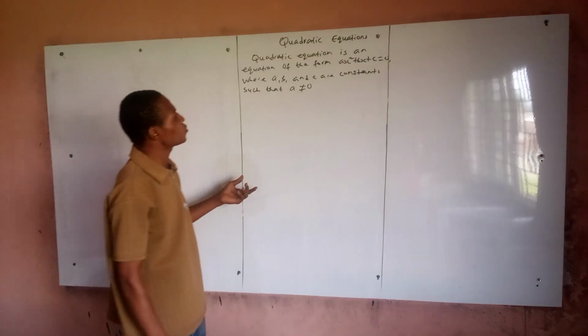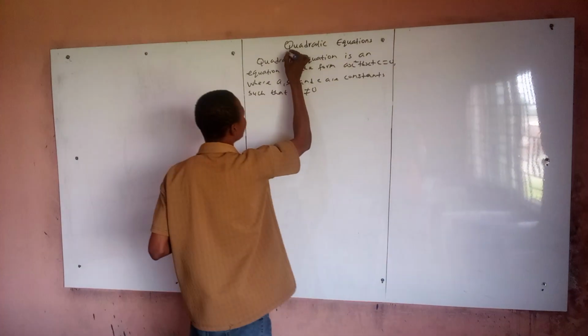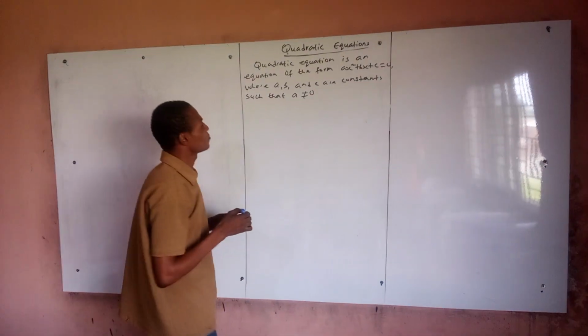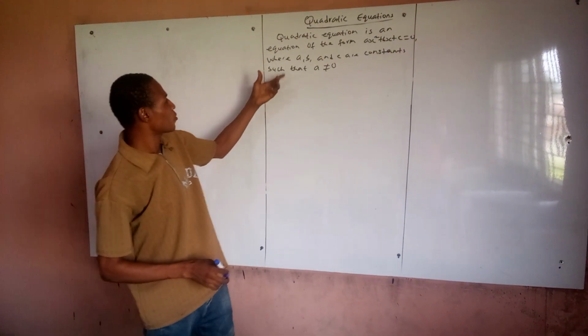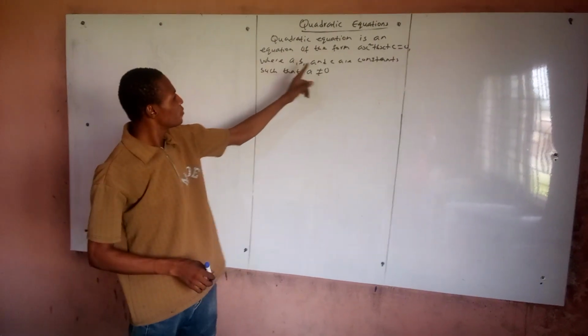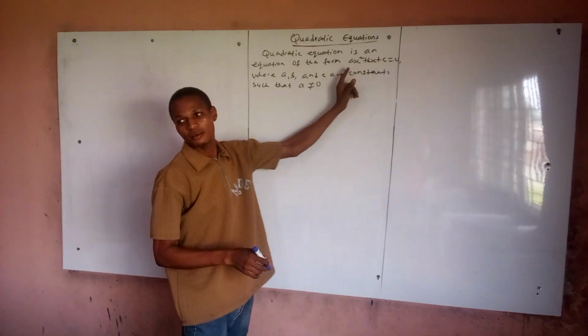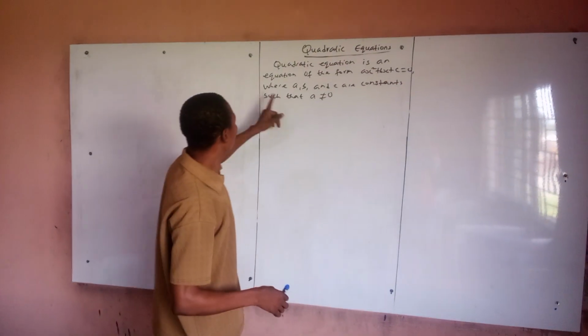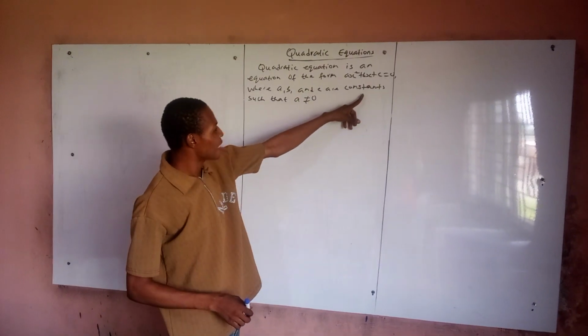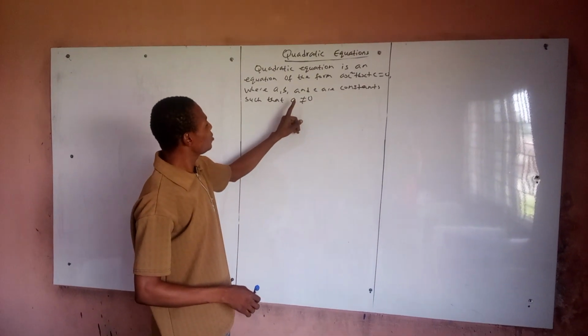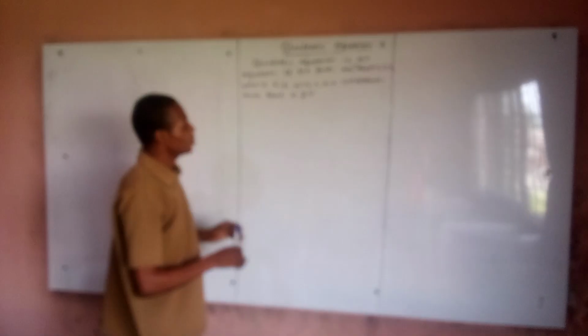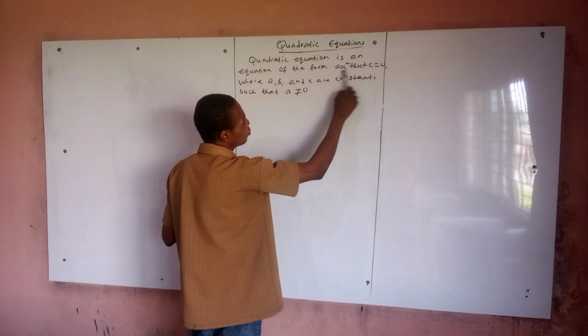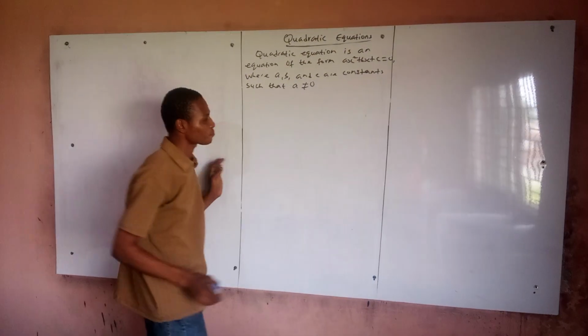Welcome to today's class. Today we want to consider quadratic equations. On the board, a quadratic equation is an equation of the form ax squared plus bx plus c equals 0, where a, b, and c are constants, such that a is not equal to 0. This is called the general form of a quadratic equation.